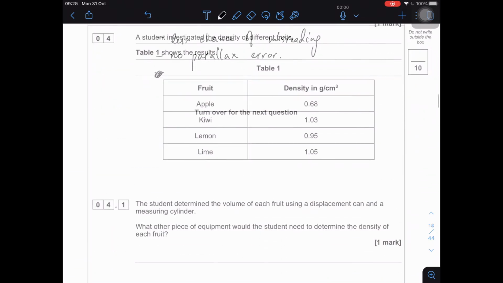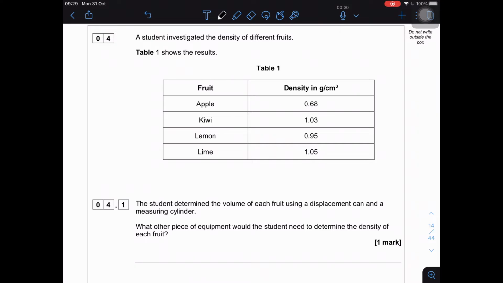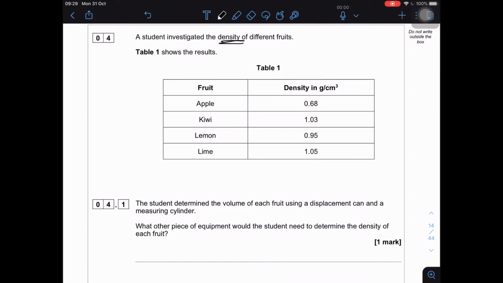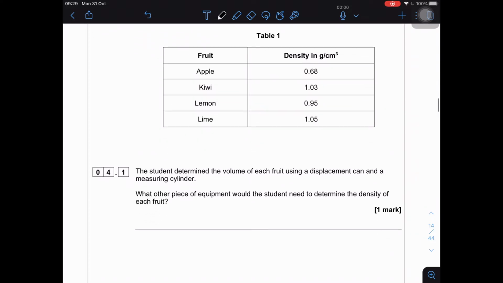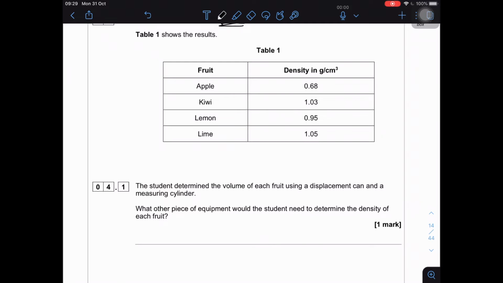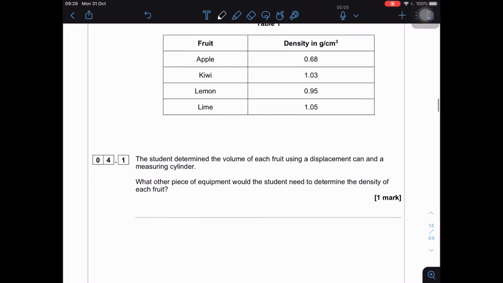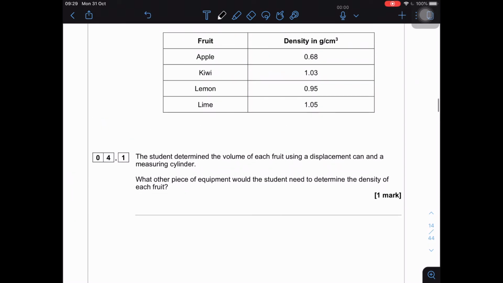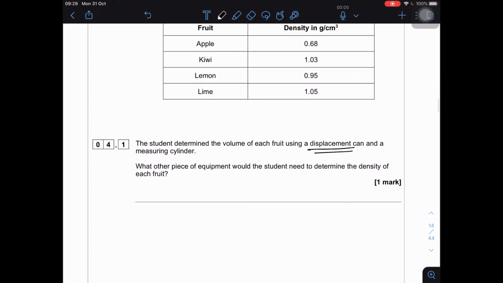Okay. So one of the students is trying to investigate the density of these different fruits. Density is how closely stuffed something is. So it seems like inside a kiwi it is more dense than an apple, looking from the table. A student determined the volume of each of these fruits using a displacement can and a measuring cylinder. What other piece of equipment would the student need to determine the density of each fruit?